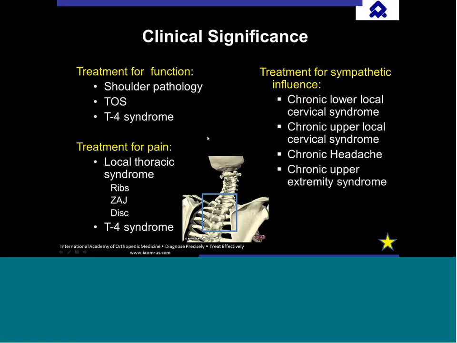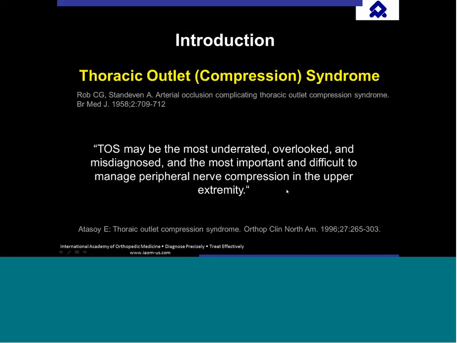So for treatment for pain, what we do is local thoracic syndrome. We have to understand what's causing the pain in these specific structures: the rib articulations, the zygapophyseal joints or facet joints, and of course the disc as a pain generator in any aspect of the spine. For treatment for sympathetic influence, we can work specifically and address the chronic lower cervical syndrome, the upper cervical syndrome, chronic headaches, and chronic upper extremity syndromes. All of these come together in the cervical thoracic junction.